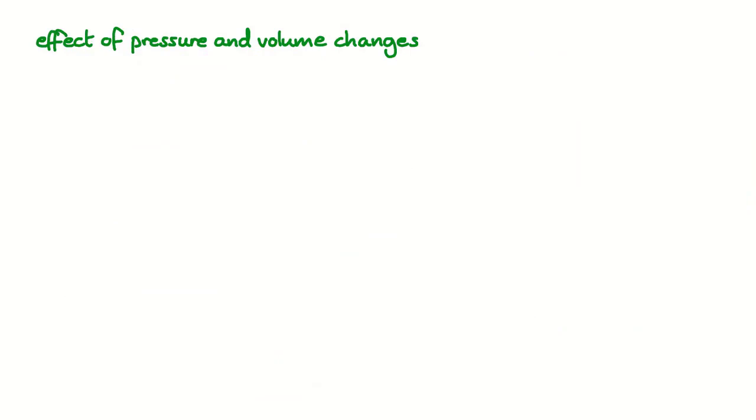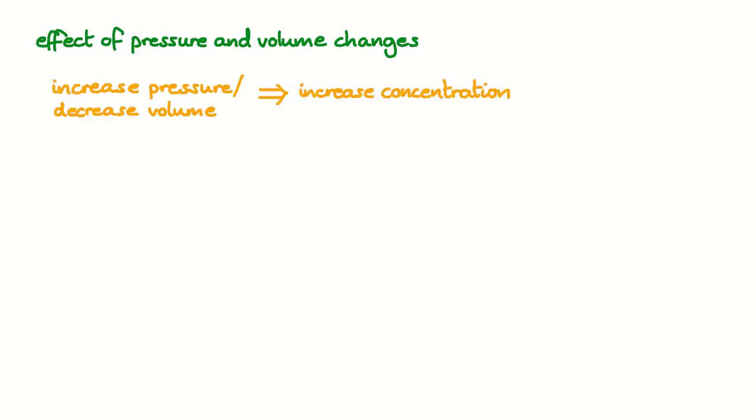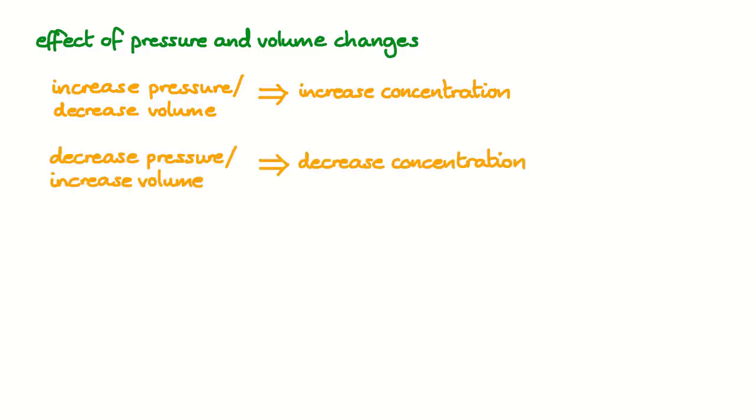Now, what about pressure and volume changes? Changes in pressure and volume are very similar, so we can look at them together. By increasing the pressure or decreasing the volume, all the components of our system are more tightly packed together. Their concentration increases. If we decrease the pressure or increase the volume, we do the opposite and decrease the particle concentration.